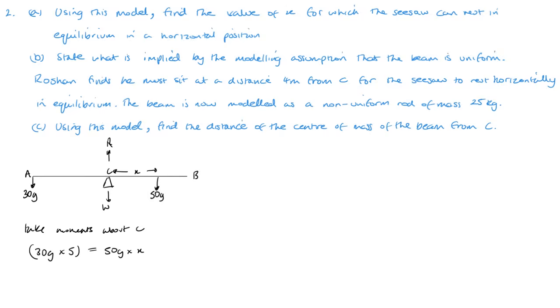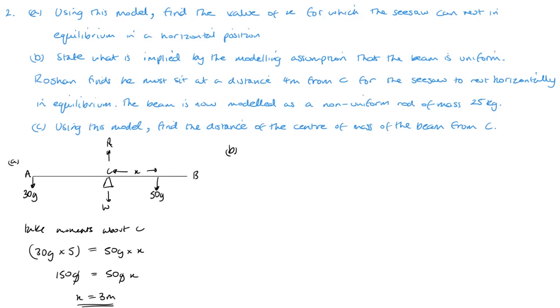So 30g times 5, so that's 150g equals 50gX. Now, the g's will cancel, divide by the 50, so X equals 3 meters. So this distance X here is 3 meters from the center. So that is part A done. Now let's look at part B.